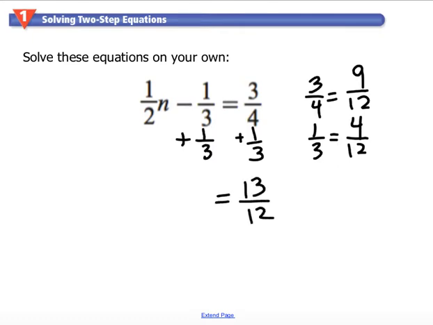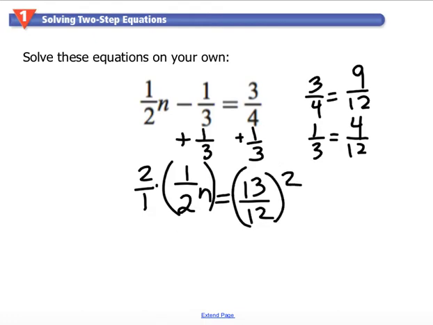13/12 equaling 1/2 n. Well, I could just divide each side by half, or I can notice that if I multiply by the reciprocal, that would work too, because that is the same as dividing by a fraction. So I can simplify and get 13/6. Okay, n is 13/6. So this process works for our fractions as well.